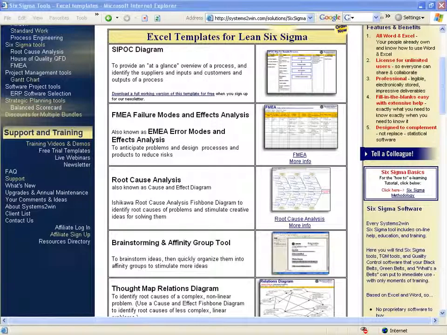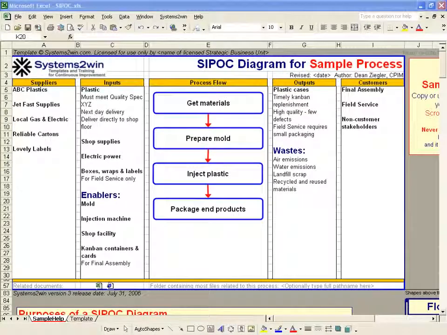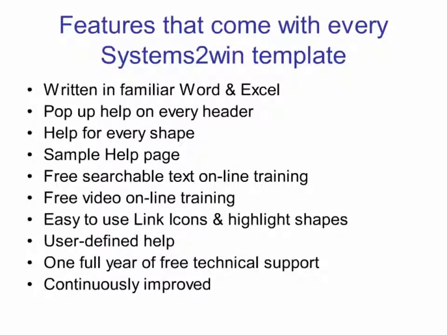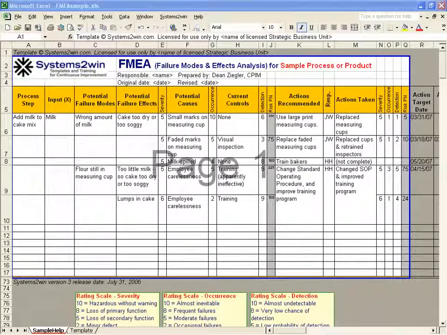Your Systems to Win DMAIC Six Sigma toolkit comes with pretty much all of the non-statistical tools that you read about in all those Six Sigma books or learn about in your green belt or black belt training. A good place to start is with the SIPOC diagram. Since the SIPOC has its own training video, we won't duplicate that training here. We also won't duplicate the training for the features that come with every Systems to Win template. Once you've used the SIPOC tool to get a clear understanding of a process, one of the most cost-effective things you can do to improve quality of that process is to begin using a failure modes and effects analysis worksheet, which also has its own training video.